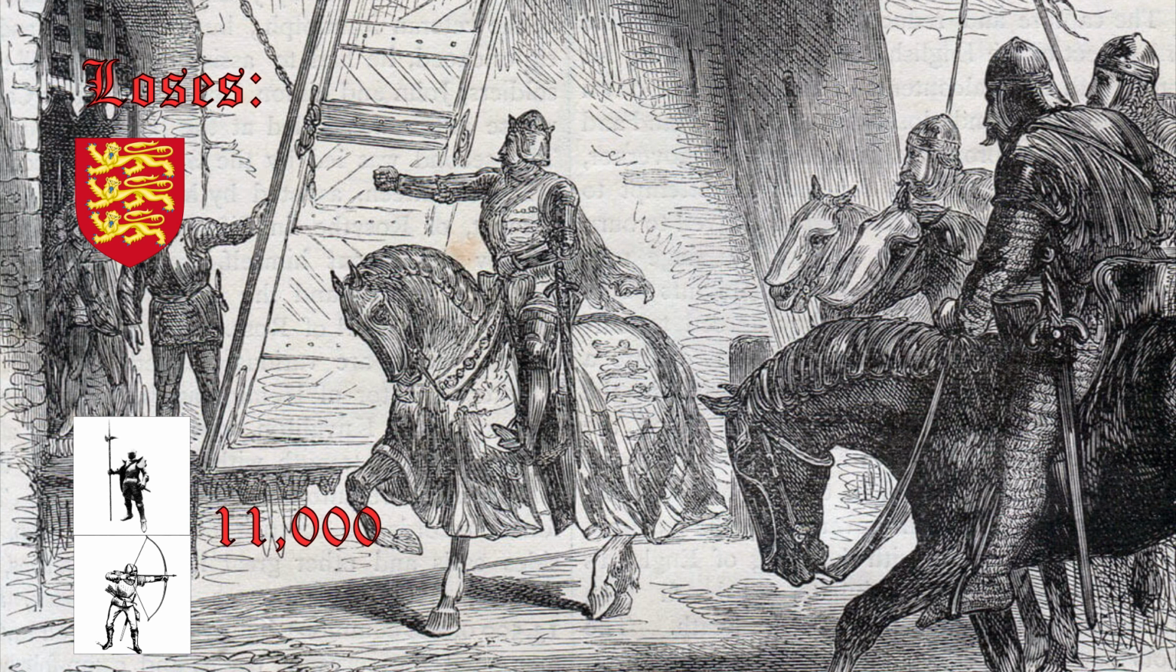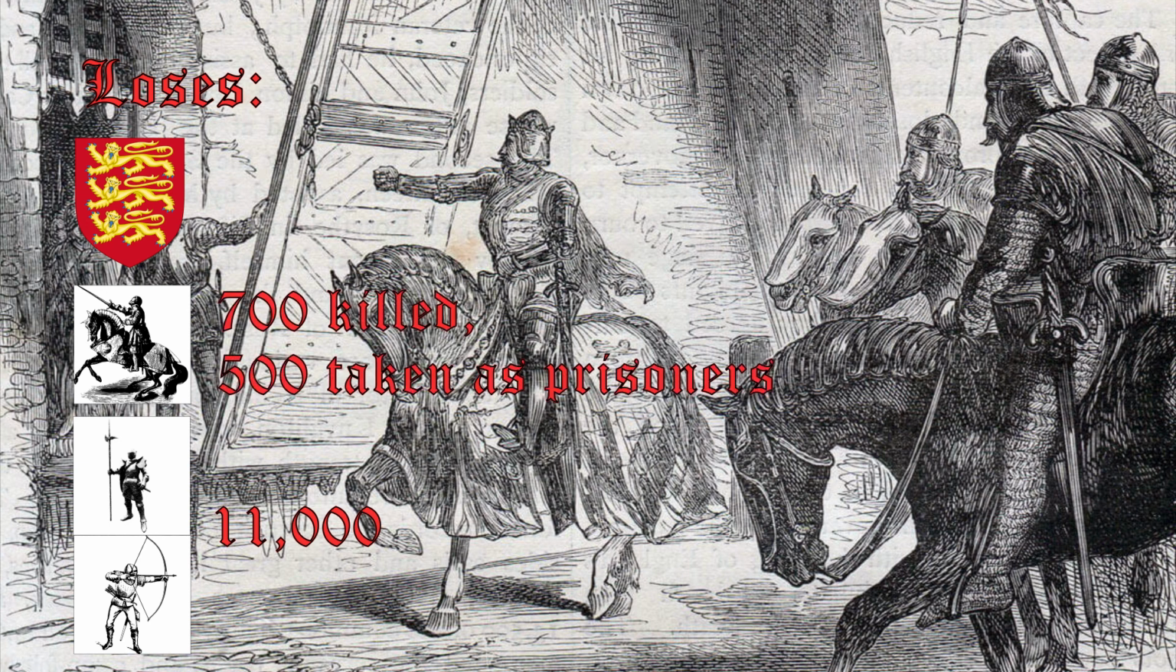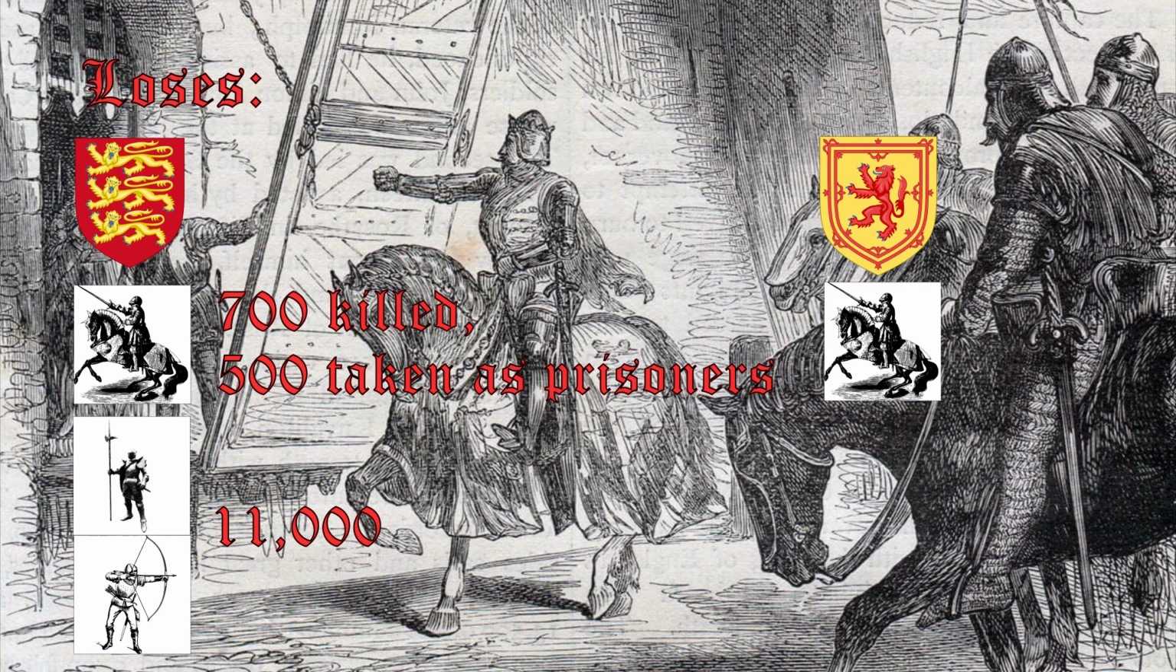The English chronicler Thomas Walsingham gave the number of English men-at-arms who were killed as 700, while 500 more men-at-arms were spared for ransom. The Scottish losses appear to have been comparatively light, with only 2 knights among those killed.